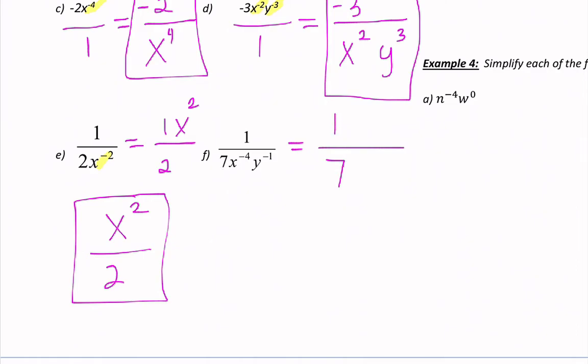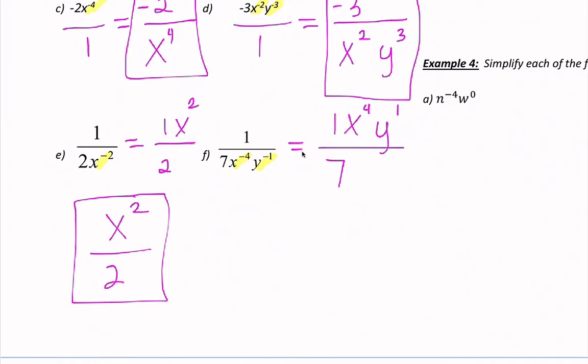Now I look at my variables. I'm going to look at x first. I notice that this x does have a negative exponent warning me, hey, I don't belong down here. So I'm going to move it to the top where it belongs. And the negative warning falls off, and I'm going to leave it just a positive 4. All right, next I look at my y. My y also has a negative exponent saying I don't belong down here either. So I'm going to move y to the top, and it's going to be a positive 1.